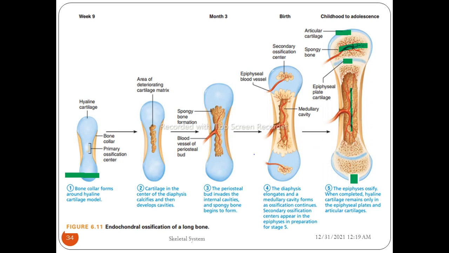So these are blood vessels. This is the process by which long bone, or most parts of bone, will be formed. This process is known as endochondral ossification. This shows the time as 3 months, birth, and childhood to adolescence.